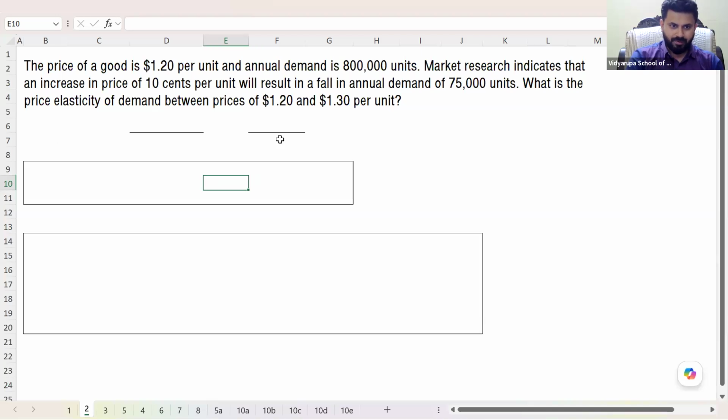Values. I hope you know what I wanted to calculate. I wanted to calculate the price elasticity of demand. The question is simple. Again, I want you to calculate PED.